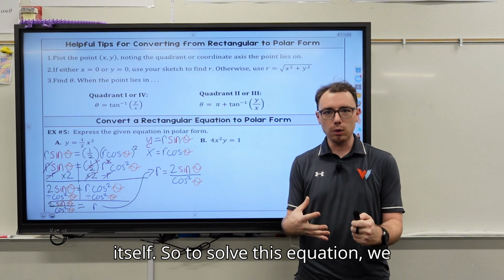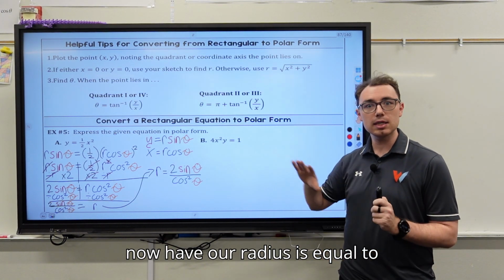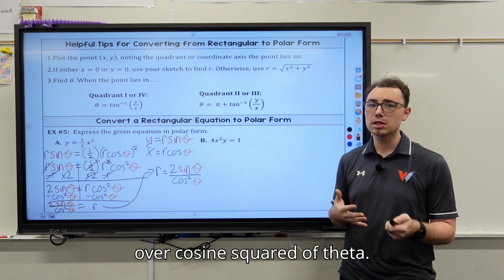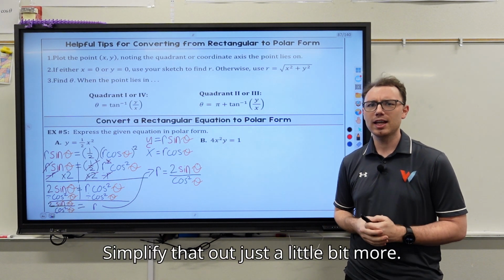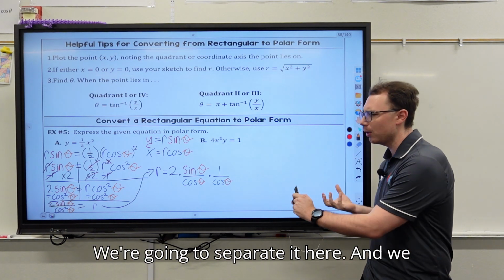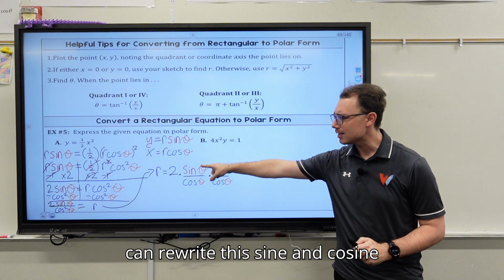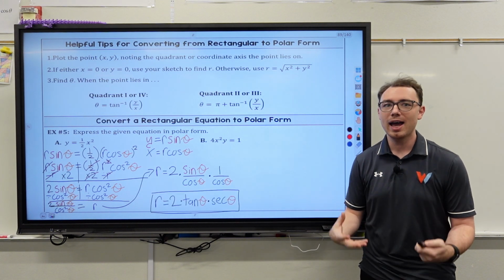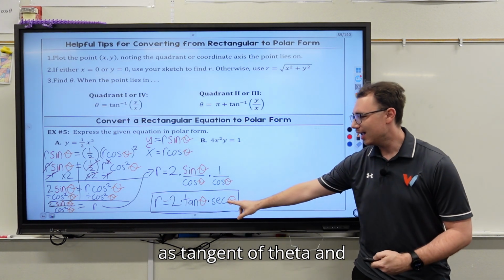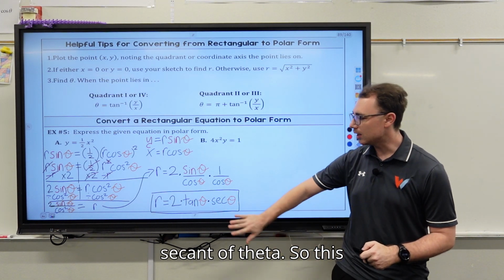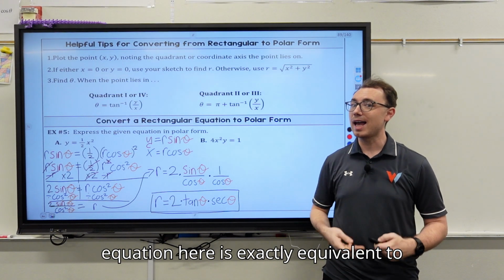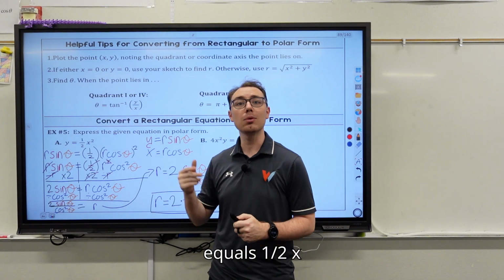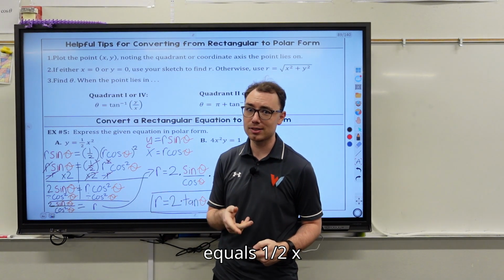So let's just get rid of that cosine from both sides, and now we have our radius by itself. To solve this equation, we now have our radius is equal to 2 times sine of theta all over cosine squared of theta. Simplify that out just a little bit more. We're going to separate it here, and we can rewrite this sine and cosine and this 1 over cosine here as tangent of theta and secant of theta. So this equation here is exactly equivalent to the rectangular equation of y equals 1/2 x squared.